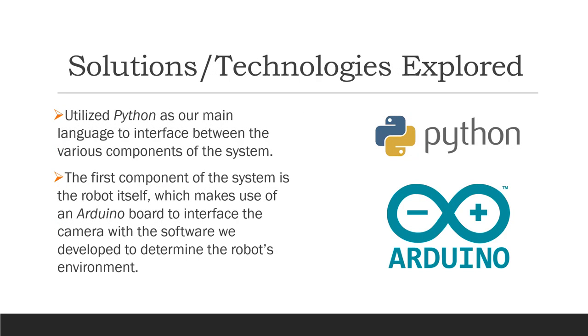So for some of the solutions and technologies that we explored, mainly we utilized Python as our main language to interface between the various components of the system. For the first component of the system, it was the actual physical robot, which made use of an Arduino board to then interface between the different software components that were able to determine the robot's environment.